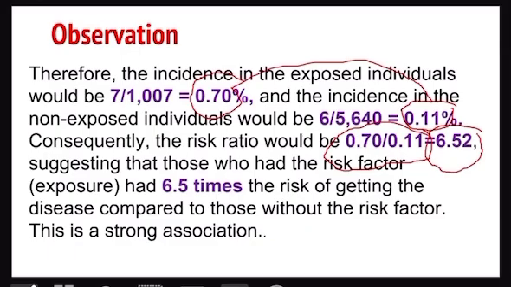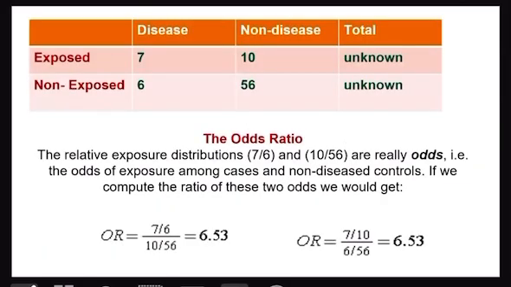So if you take a look at that, that was why we said, suggesting that those who have the risk factor are 6.5 times the risk of getting the disease compared to those without the risk factor, we suggest a strong association. You remember the other time, one of the criteria for causality is having a strong association. Does that make sense? Even though temporality is the strongest. I put several examples, and let me tell you this.